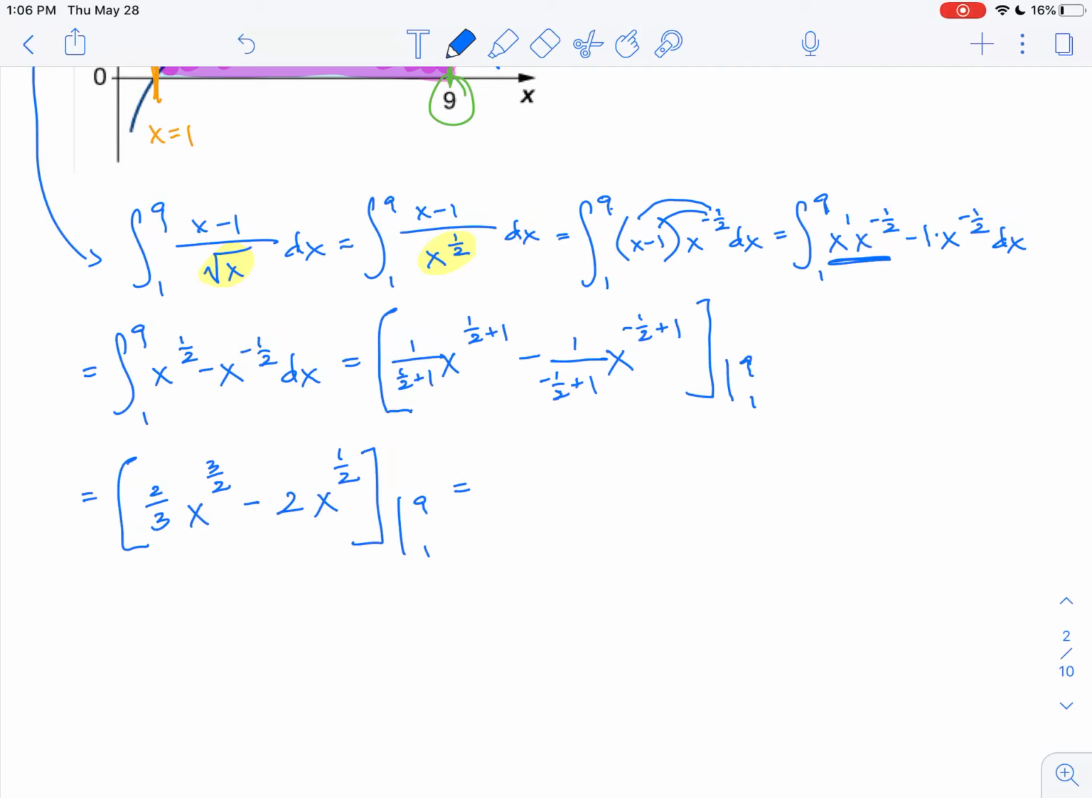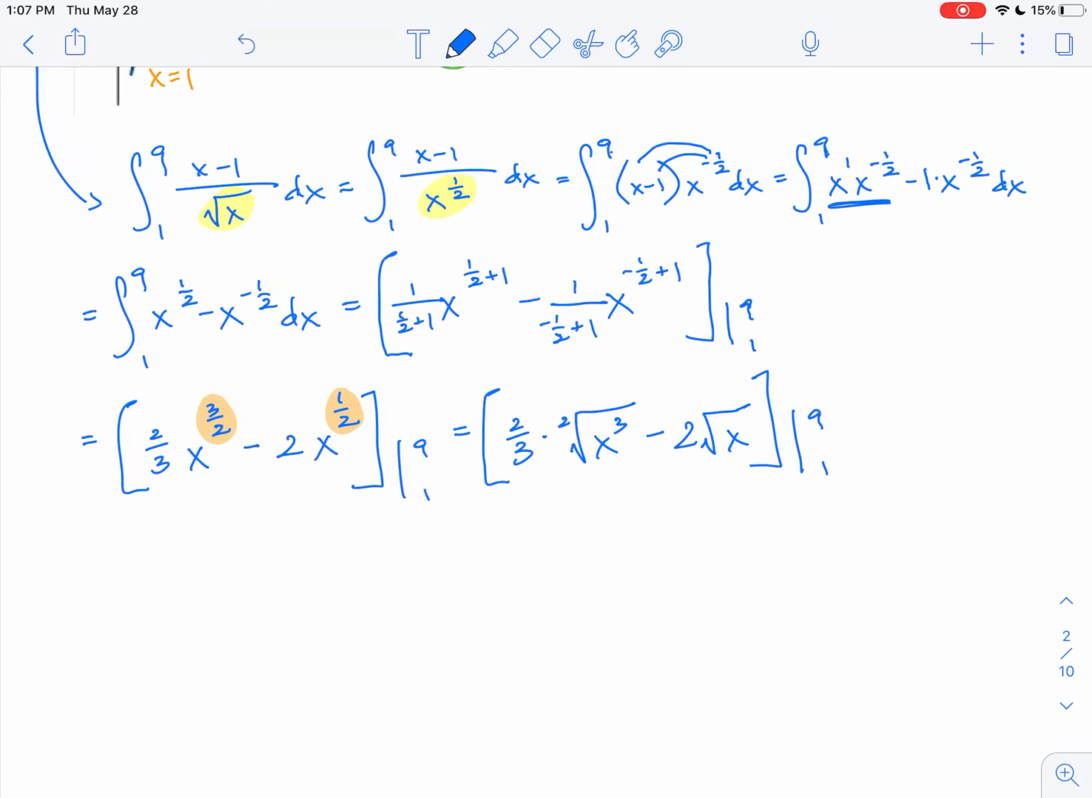Now, a lot of our exams are going to be non-calculator, so I really want us to know how to do this next step, which is how do we evaluate things that have fractional powers without a calculator, okay? And to answer that, let's go ahead and rewrite this with our radicals. So we'll get 2/3 times the square root of x cubed minus 2 times the square root of x. And I'm going to plug in 9, and I'm going to plug in 1.